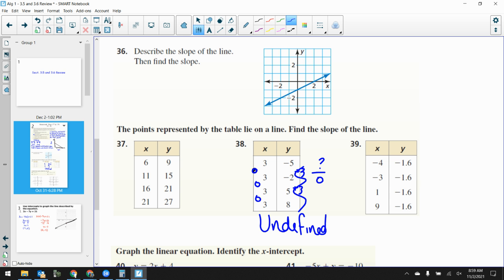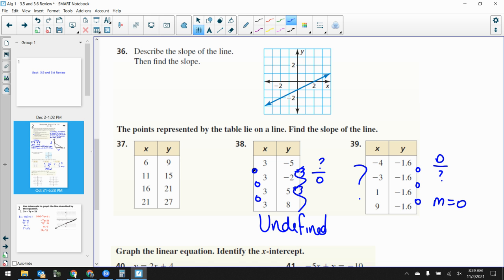Same thing for my y's. In this one, the change in y is 0, and I don't really even care what the change in x is, because 0 divided by anything is 0. So slope is 0 here. That make sense?